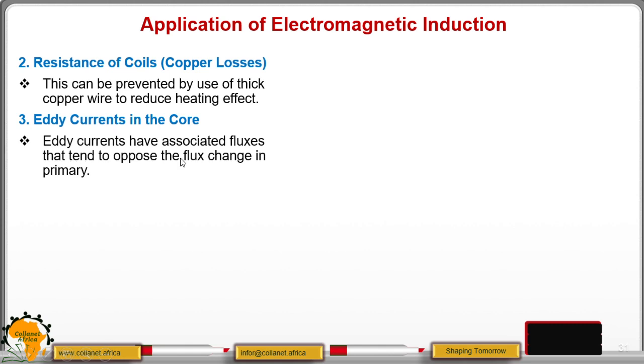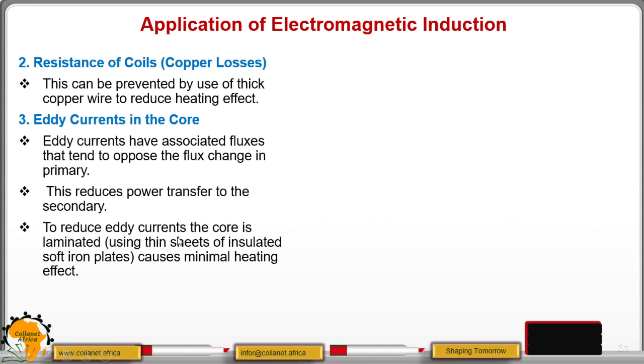Eddy currents are associated fluxes that tend to oppose the flux change in the primary. In other words, we are saying that you have other currents that are moving within the coil or within the copper wire. So that way they produce other currents. Instead of now having the current that is moving to the secondary coil, we have other eddy currents that are produced within the copper wire. That way, this reduces the power transfer to the secondary.